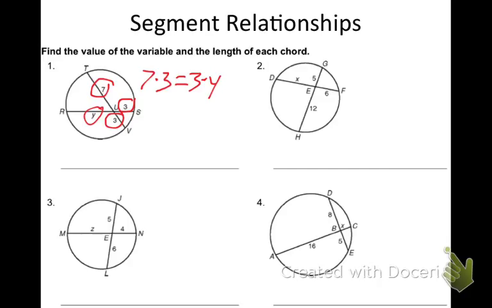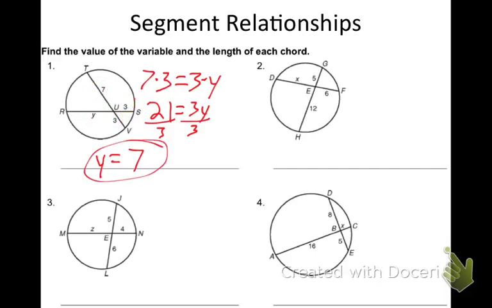Now I work that out. 7 times 3 is, I get 21 equals 3y. Divide both sides by 3. And I get y equals 7. Now why does that answer make sense? Let's think about this. It's the same length. If these are the same, those have to be the same. Okay, and again, if you recognize that, it gets pretty easy.